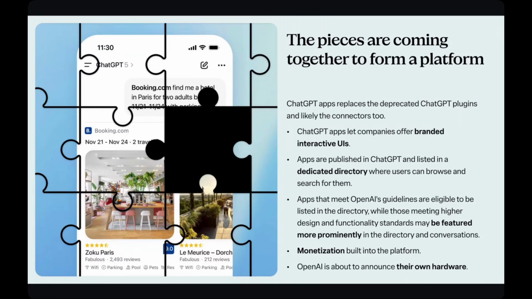OpenAI has announced that there will be a dedicated public directory listing the apps that are available in ChatGPT. And users can browse and search this directory of apps. That's not really unlike the App Store that really made the iPhone and the Android a platform to build upon. OpenAI will be promoting apps that live up to their standards, and they will be featuring them even more prominently if they exceed their standards. And that could be, for example, as we saw within conversations.